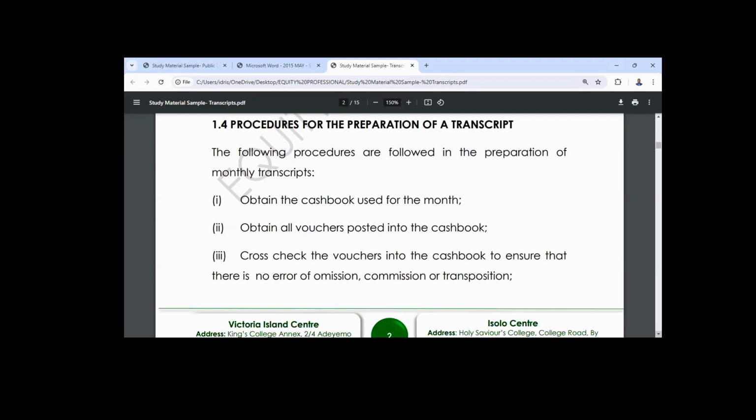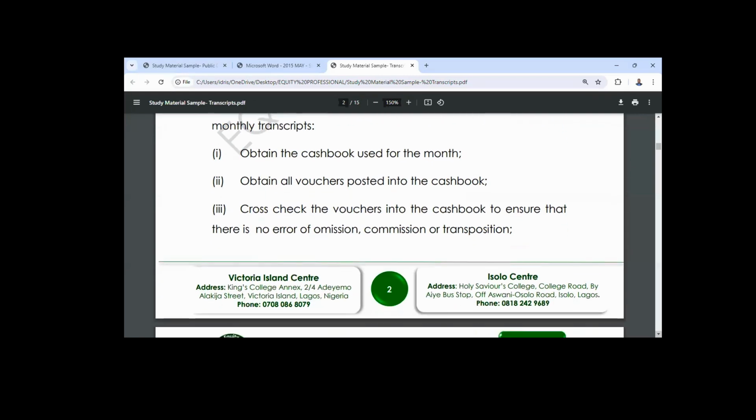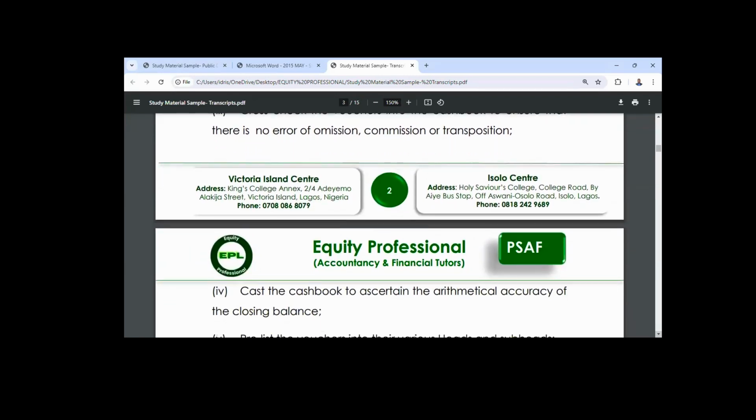The next step is to cross-check the cash book to ensure that there is no error of omission, commission, and transposition. Number four step is to cast the cash book. Cast the cash book to ascertain arithmetic accuracy of the closing balance.